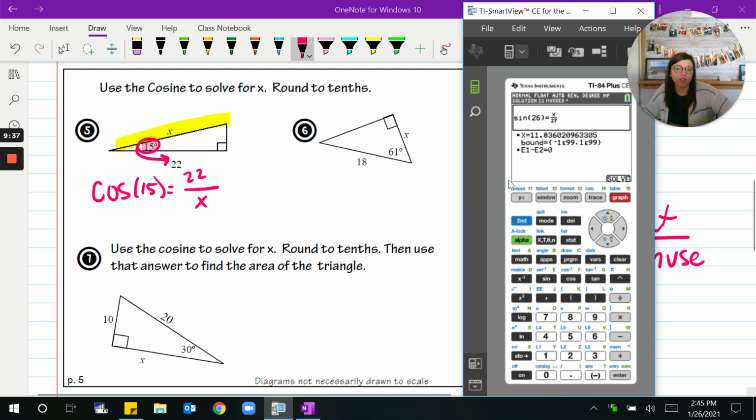So in our calculator, we can go math up, enter, but no more sine. This time I want cosine. So here's cosine of 15 degrees. And then my fraction is 22 over x. Press enter, alpha graph, and here we get x equals 22.77.